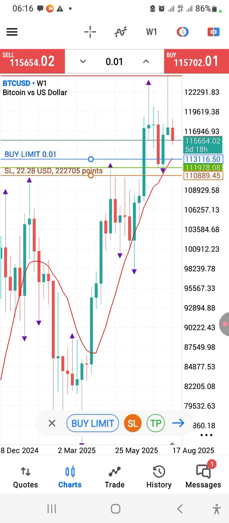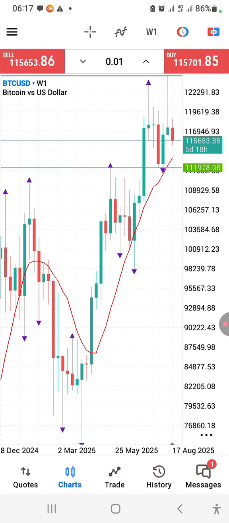So what am I risking? I'm risking $22.28. Now the question is, is it what you can risk? If the answer is no, do not take the trade. But if the answer is yes, go ahead and take the trade.